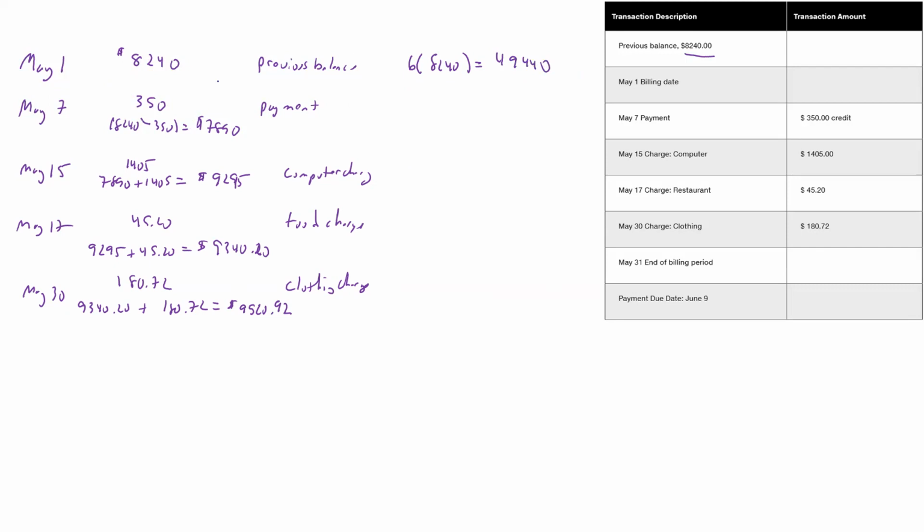Now, from May 7th to May 15th, there are 8 days there. So that's going to be 8 days at the 7890. If we multiply that out, that's going to be 63,120.